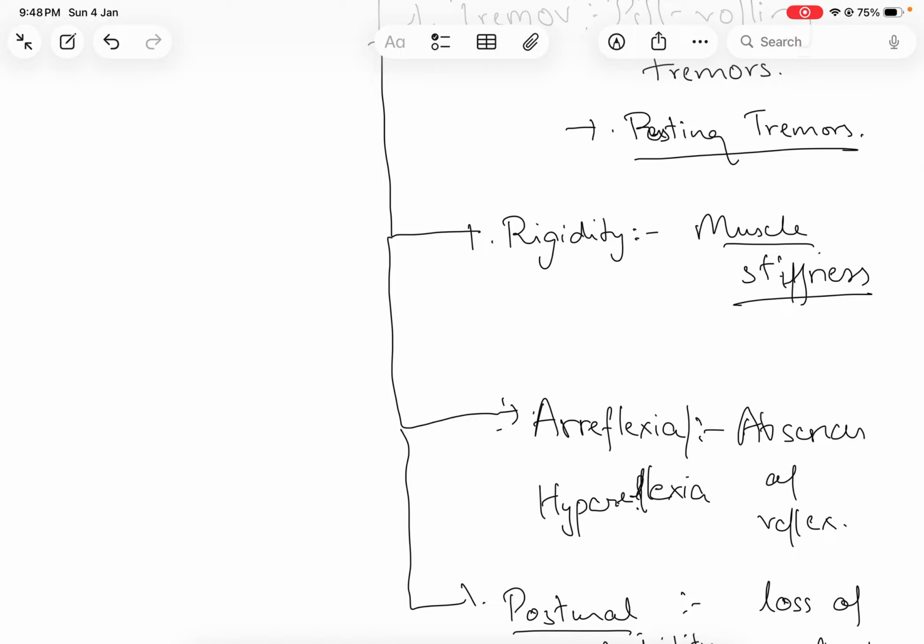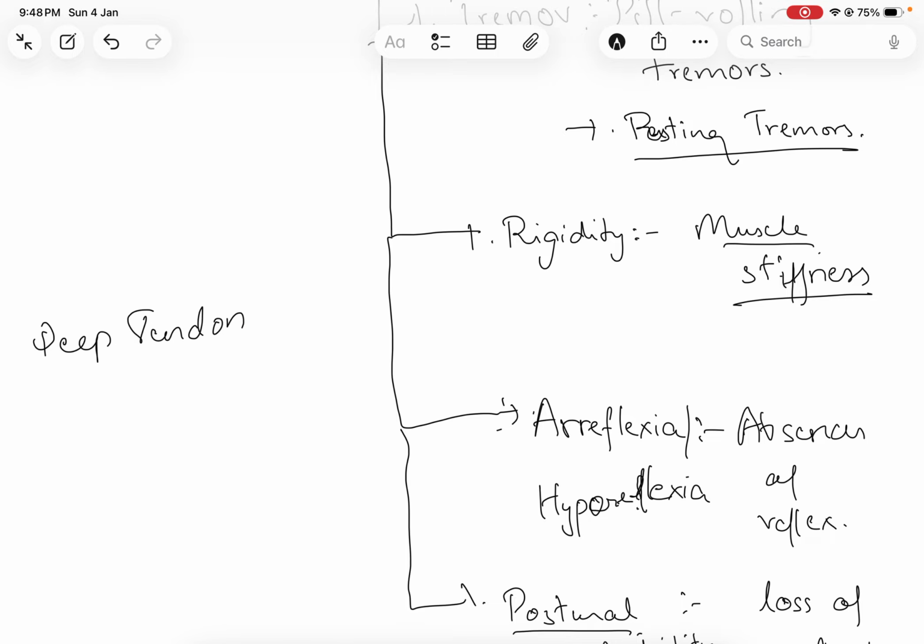What does rigidity mean? Usually there is a certain kind of muscle stiffness in the body, where the patient is not able to move his hand or limbs. And the third one is areflexia or hyporeflexia. Hyporeflexia refers to the absence of reflexes. Usually we see patients with loss of reflexes, such as deep tendon reflexes.